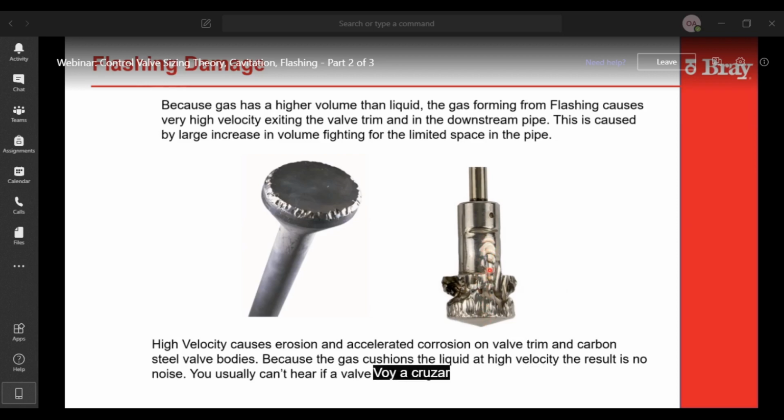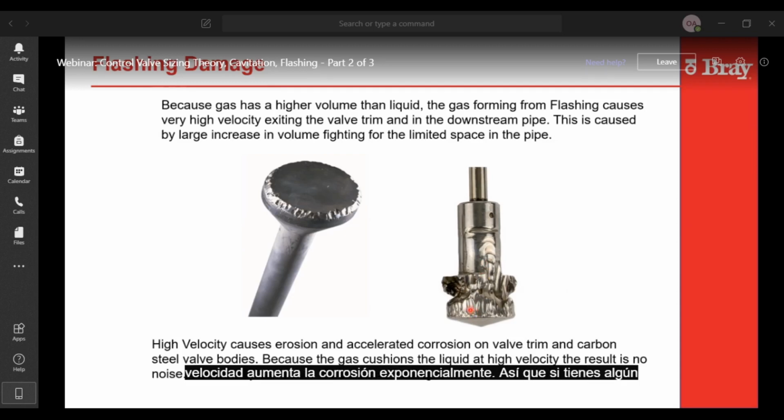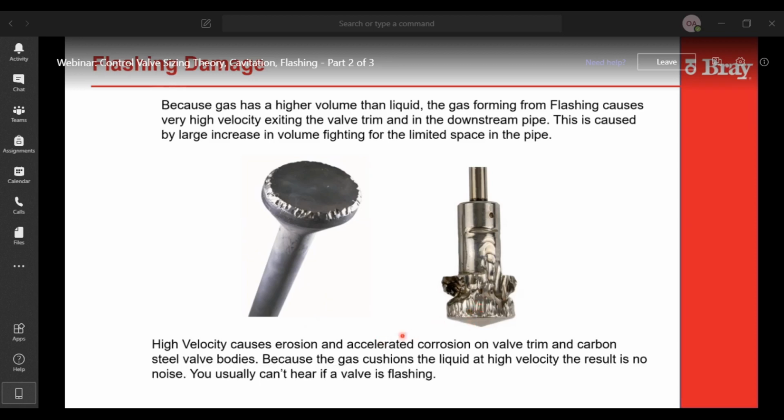going across the metal, and it wears it at a high rate. And if the fluid is corrosive, the velocity increases corrosion exponentially. So if you have any kind of issue with corrosion, it'll corrode the metal exponentially quicker. So the damage is usually smooth, because you're eroding and basically wearing away the metal with the velocity.